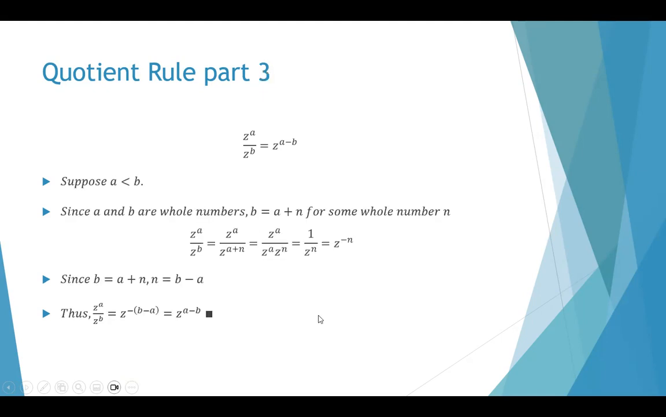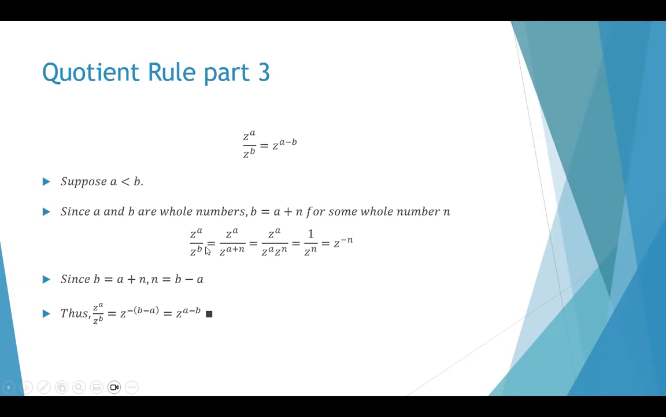Now let's look at the same thing. Wait, this is still the same. Nope, this is the reverse. Darn, I should have done this one in steps. All right, z to the a over z to the b is z to the a minus b, and we're going to suppose a is less than b. A and b are whole numbers. B, because it's greater, is equal to a plus some n. That's a whole number.